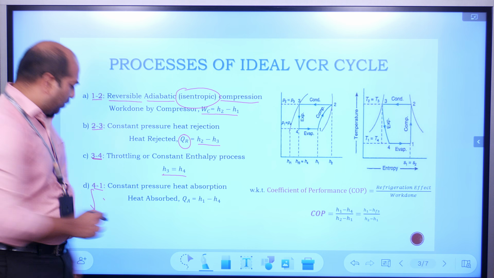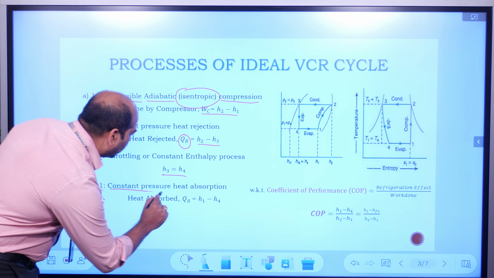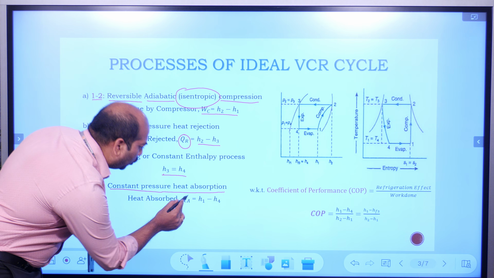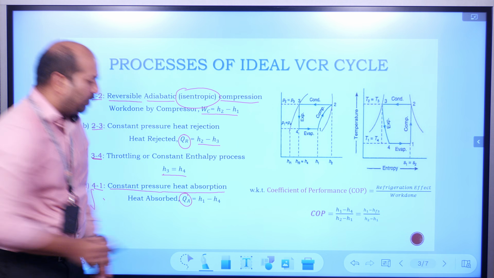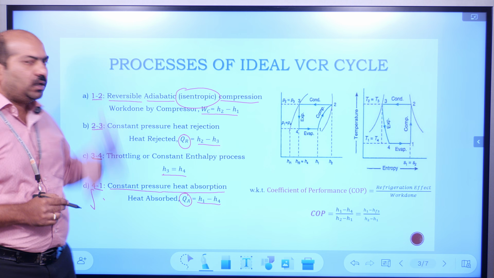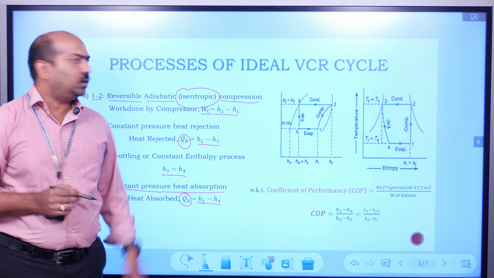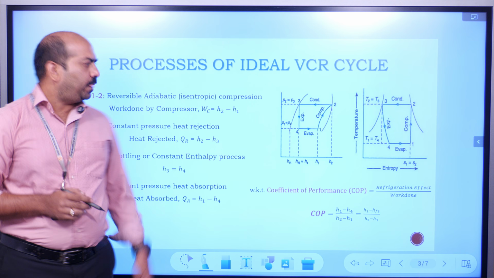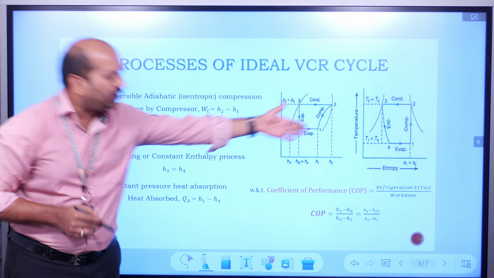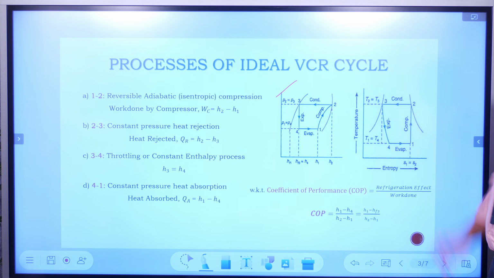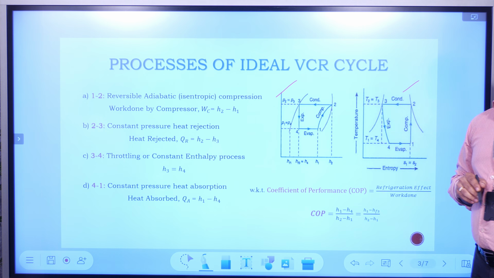Moving on to the last process, 4 to 1, constant pressure heat absorption. Heat absorption is denoted with the letter QA, which equals H1 minus H4. So these are the 4 different processes upon which this ideal VCR cycle works. Let us observe these 4 processes on the pH diagram and the TS diagram. This one is the pH diagram and this one is the TS diagram.